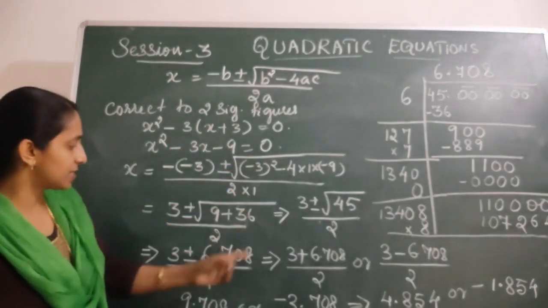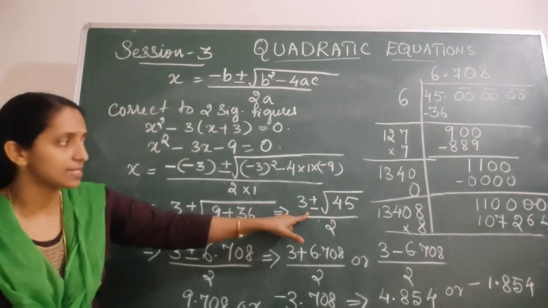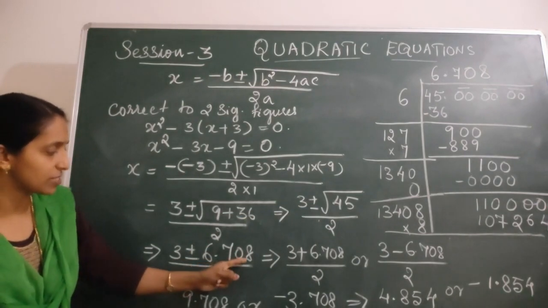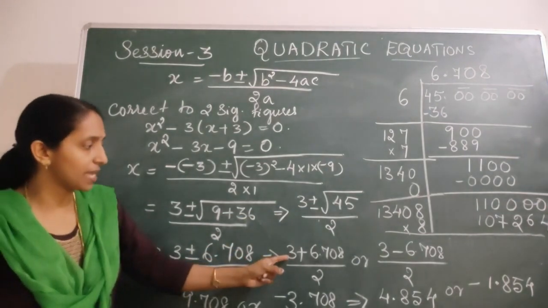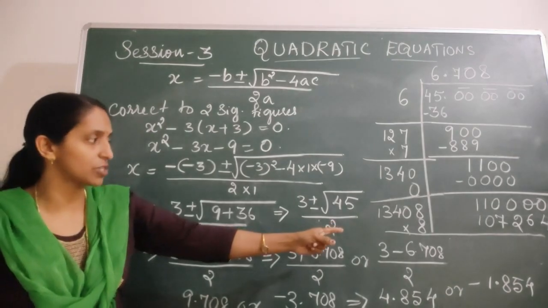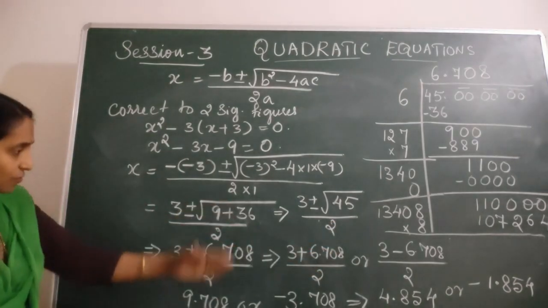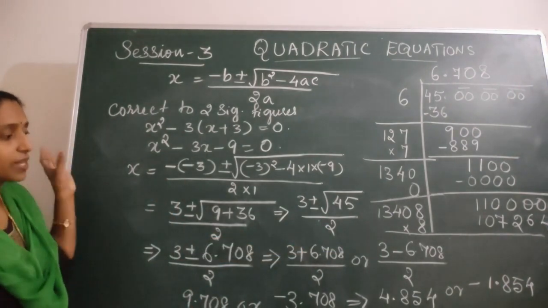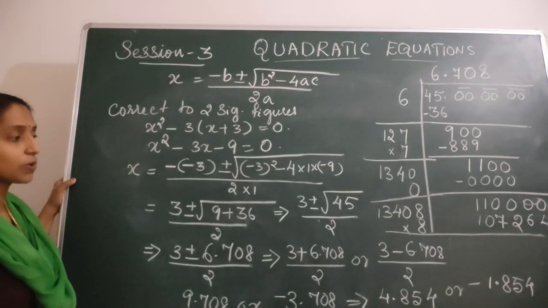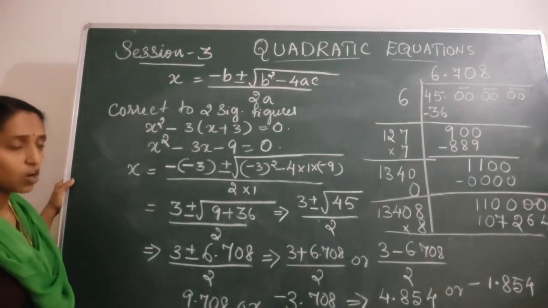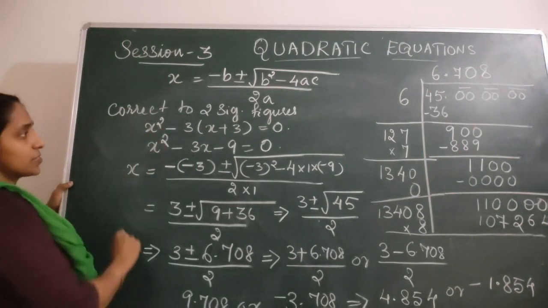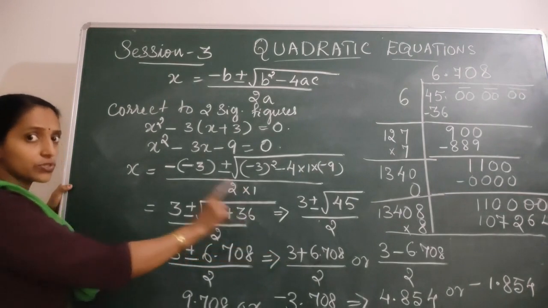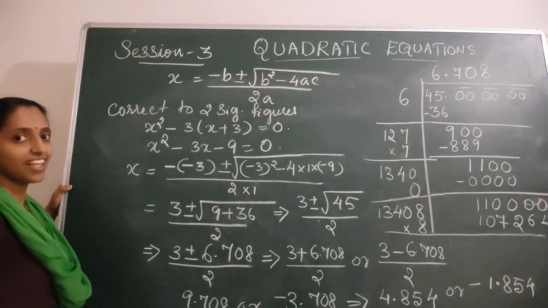Right? And that is 6.708, and plus or minus sign is there. So first of all you will take 3 plus 6.708 by 2, or 3 minus 6.708 by 2. Then you will simplify. So after simplifying you are getting the final answer as 4.854 or minus 1.854. Alright. Then listen to the question: correct it to two significant figures. So we have rounded it off to two significant figures. Clear?